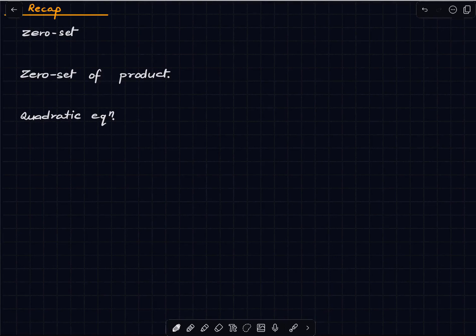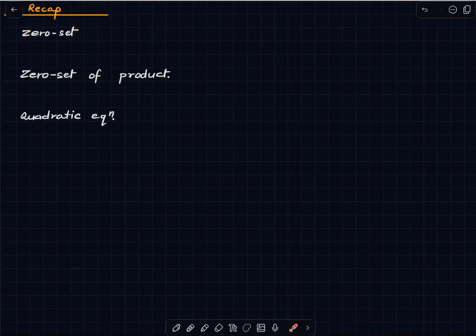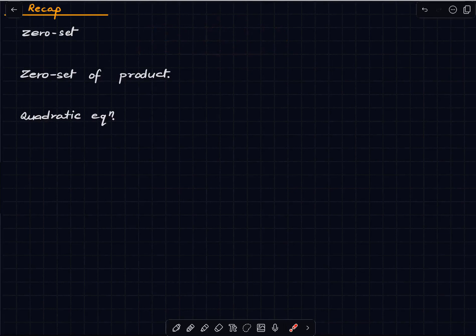So we will need to know about the zero set. If we have some algebraic expression, then the zero set of this algebraic expression is the set of all the points (a, b) on the plane for which f(a, b) is equal to 0. So that's the zero set of an algebraic expression. We saw examples. For instance, if we have this as our algebraic expression, then its zero set is a straight line whose slope is minus 2 by 3, etc.